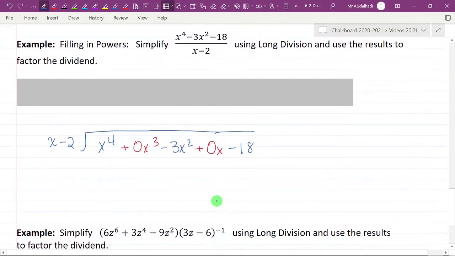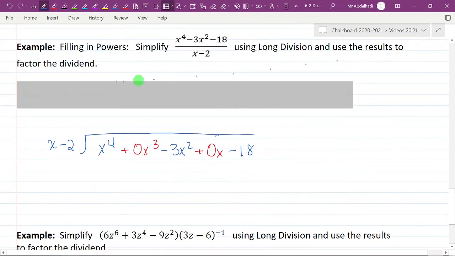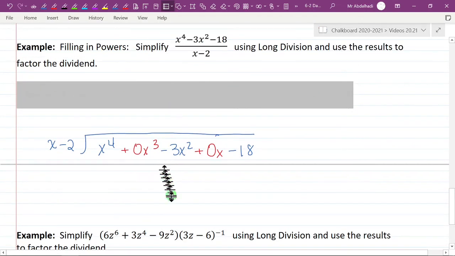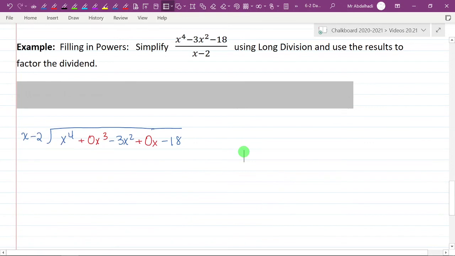So let's go ahead, and it says use the results to factor. So presumably our remainder should be 0. Okay, and we'll get the factorization. Okay, so here we go. x into x to the 4th. What would you multiply by x to get x to the 4th? You'd multiply by x to the 3rd. Now distribute that x to the 3rd times both of these. x to the 3rd times x is x to the 4th. And x to the 3rd times -2 is -2x to the 3rd.